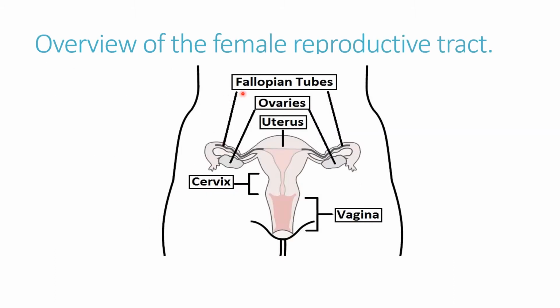This is the overview of female reproductive tract. Female reproductive tract or system consists of fallopian tubes, which are paired structures, ovaries, which are also paired, and the single or unpaired structures like uterus, cervix, and vagina.